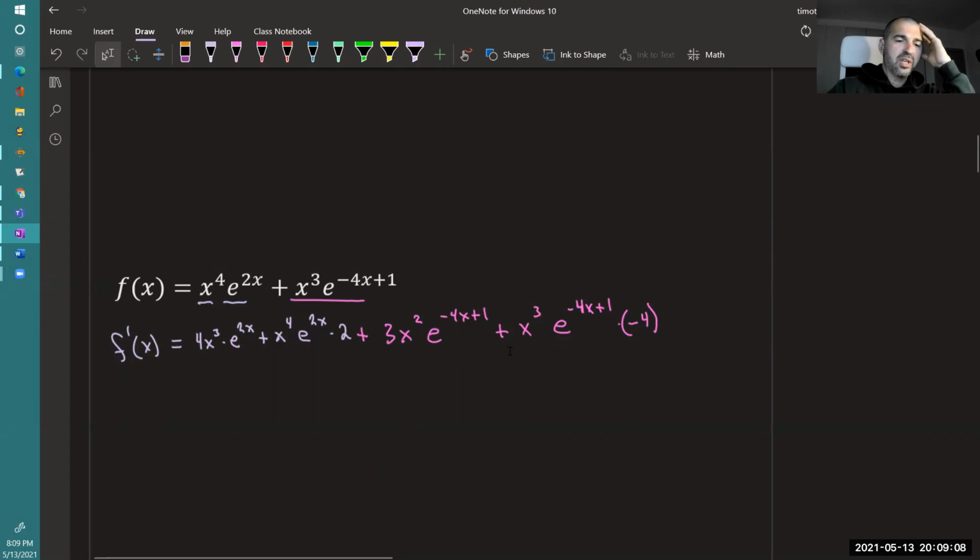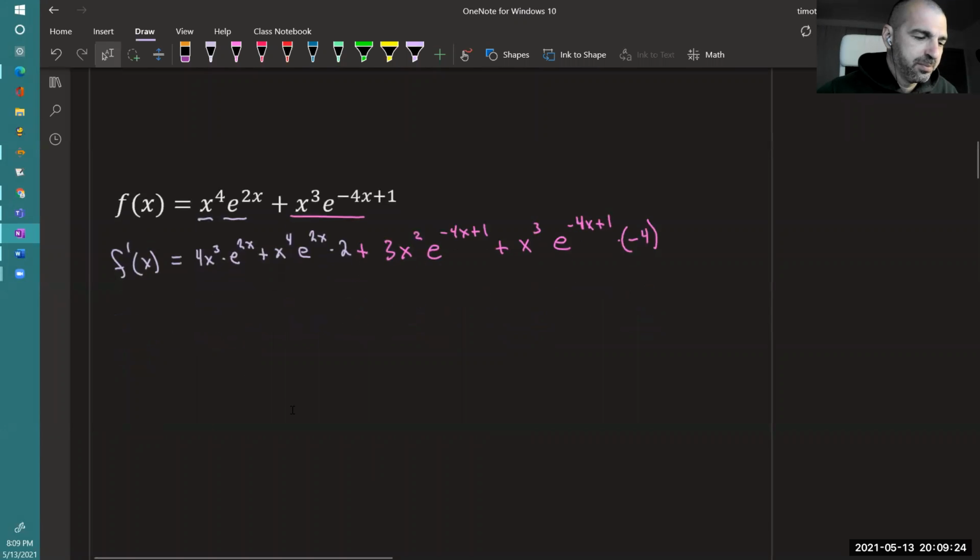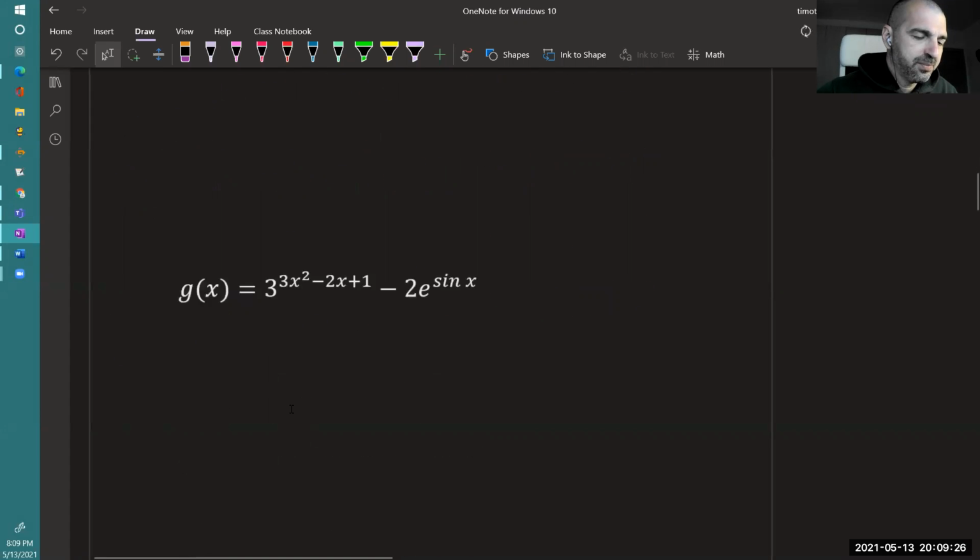You can factor some things out, do some various things here, but clean it up, maybe move this 2 into the front there. Excuse me. But in the end, that's what you're looking at. That's a pretty nice derivative. Let's see what else we've got here.